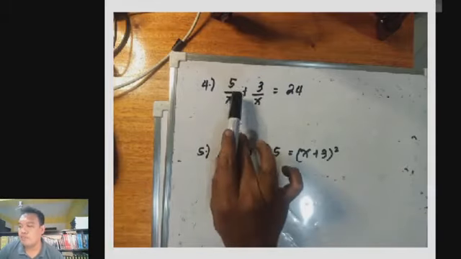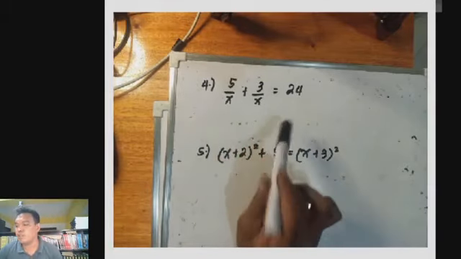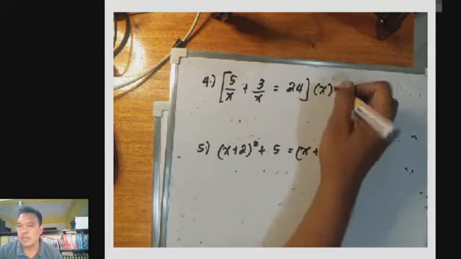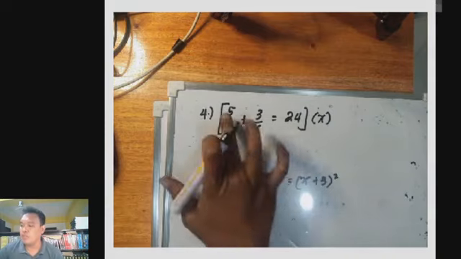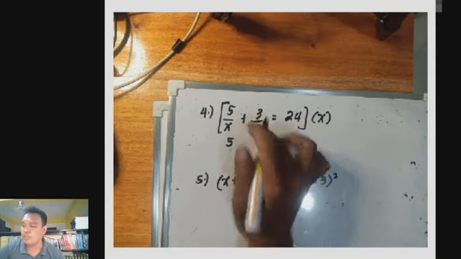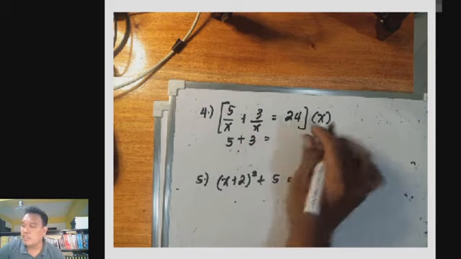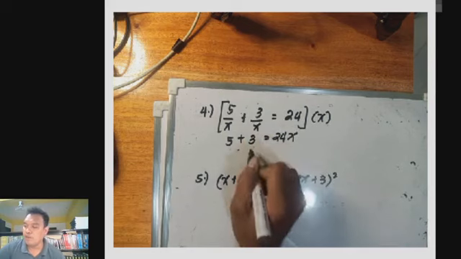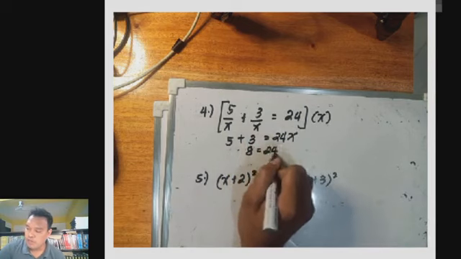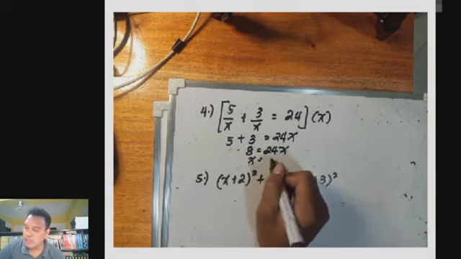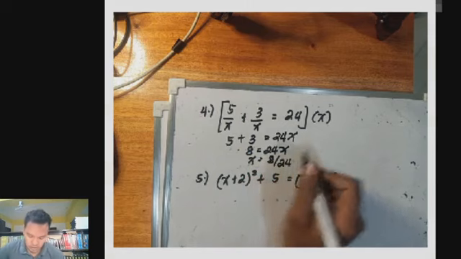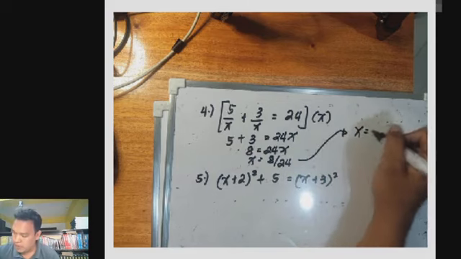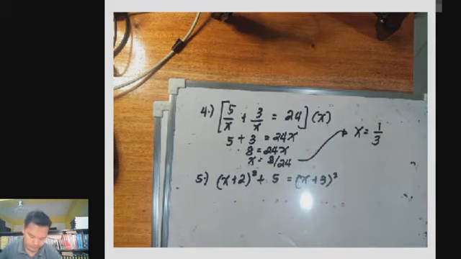So we have this 5 all over x plus 3 over x is equivalent kay 24. So I could say that let's multiply this by x. So lalabas we have, pag ito minultiply dito, lalabas yan ay 5 na lang. Ito pag minultiply dito, lalabas din ay 3. Then, ito pag minultiply dito, lalabas we have 24x. Therefore, 8 is equivalent kay 24x. X is equivalent kay 8 all over 24, or x is equivalent kay 1 over 3. No?